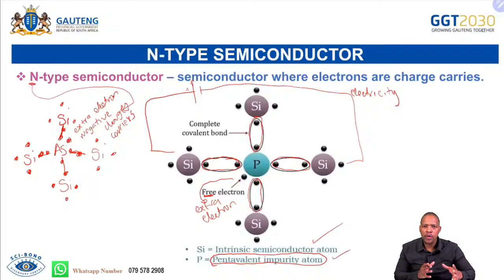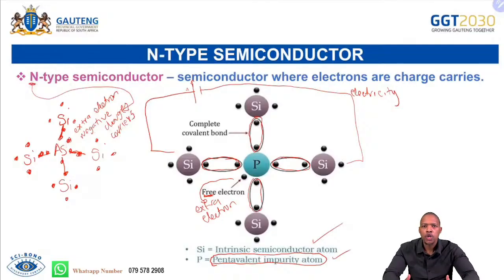So by looking at what we have done here, we started with an intrinsic semiconductor, grade 12, remember, which we made an example of silicon. It could have been germanium, but we made an example of silicon, right? It was intrinsic, consisting only of itself, and we said it was stable because every silicon was bonded to every other silicon, and every silicon had 8 electrons and 4 bonds around itself, so everything was fine. Then we decided that we are going to do a process of doping, which is adding of impurities to an intrinsic semiconductor.